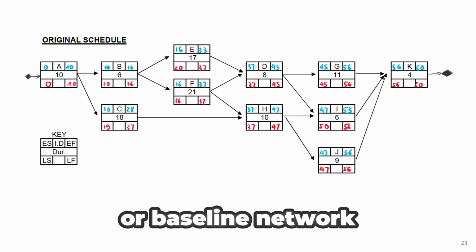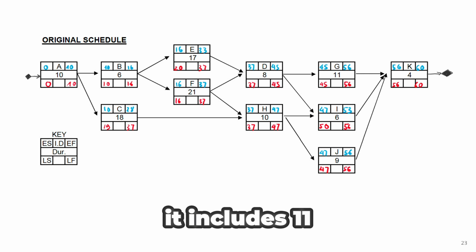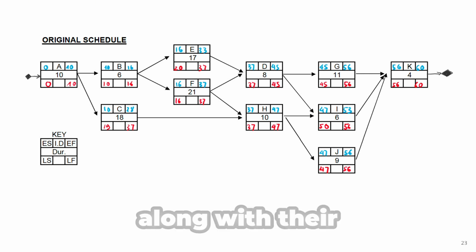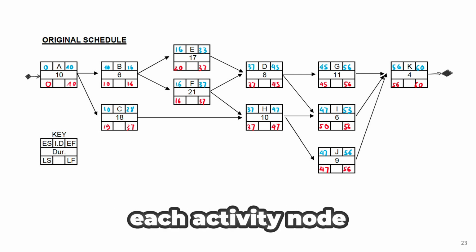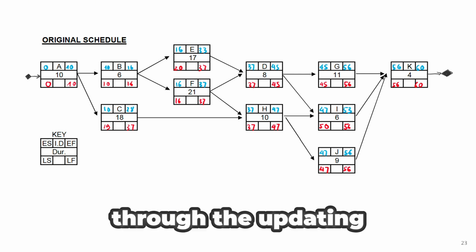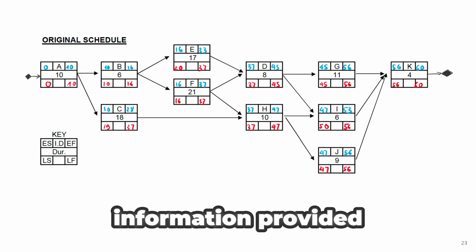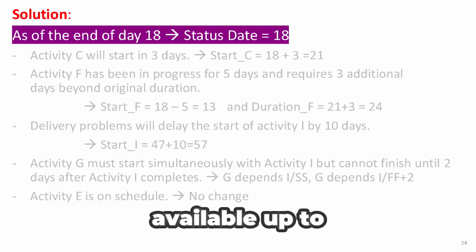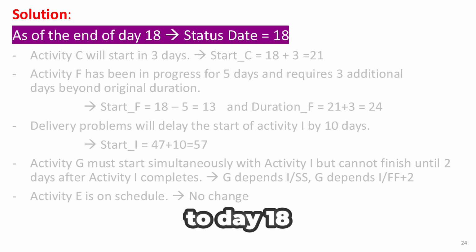Here's the original or baseline network schedule of the project before the update period. It includes 11 activities labeled from A to K. The activity durations, along with their early and late start and finish times, are shown within each activity node. Now, let's go through the updating process step by step. First, we need to review the information provided and determine the updated schedule for each of the reported activities. As mentioned in the problem statement, we have data available up to the end of day 18. So, the status date is set to day 18.